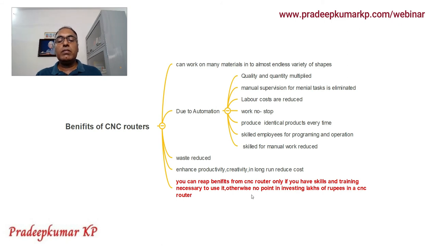So you can reap the benefit from a CNC router only if you have the skills and training necessary to use it, especially in the designing stage and the programming stage. You should have the right kind of skill, then the machine is very useful. Otherwise there is no point in investing lakhs of rupees in a CNC router machine. Some people just see the magic of what all we can do with the CNC router machine and jump into buying it and investing the money. Later they find they don't have the basic skills and knowledge to work with the machine.